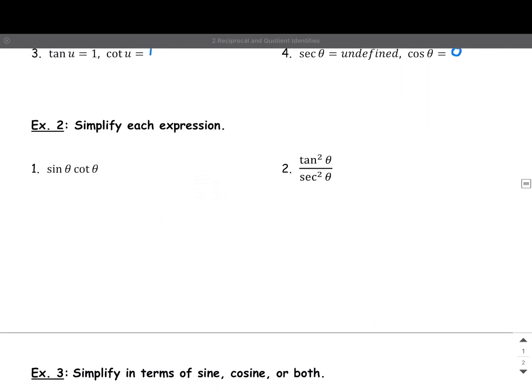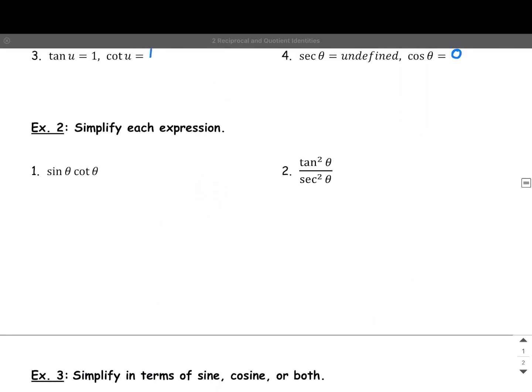Okay, let's try simplifying. So here we have the sine of theta times the cotangent of theta. Now usually, not always, but usually the easiest way to simplify is to put everything in terms of sine and cosine. Trig functions get no simpler than sine and cosine, and the other 4 trig functions can all be written in terms of sine and cosine. So they're as simple as you get.